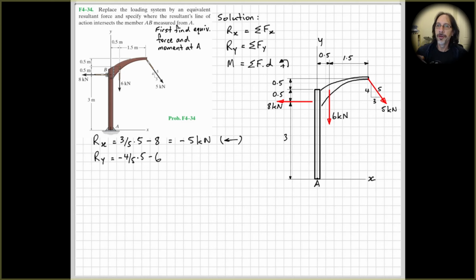And then we have our components of forces in the y direction. So 4/5 times 5 over here for our vertical component in the negative y direction, and minus 6. So we do that and we get minus 10. And that's acting downwards, as we can obviously see from the diagram. So to find the resultant of those, we just use Pythagoras' theorem, square root of the sum of the squares, and we get 11.18 kilonewtons.